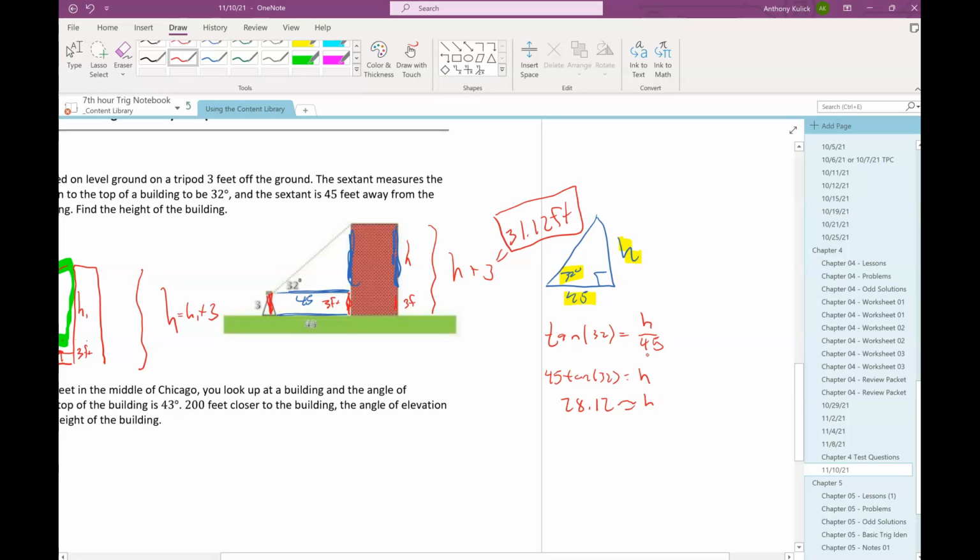So just something like that, where you end up with one right triangle and not two. That's the issue with 6, is that there are 2 right triangles in there and you don't know all the information for either one of them, so it just gets kind of messy.